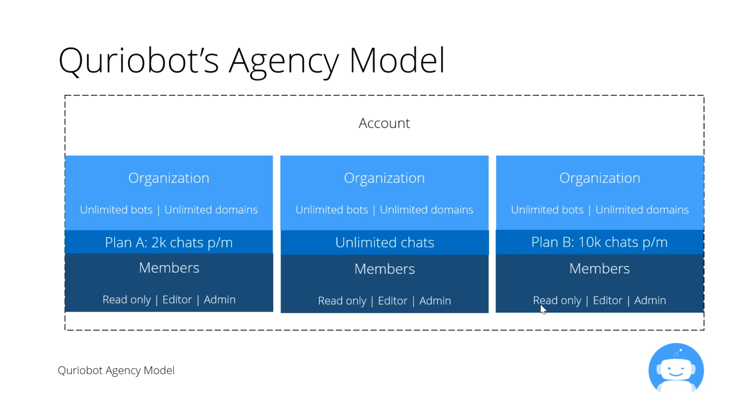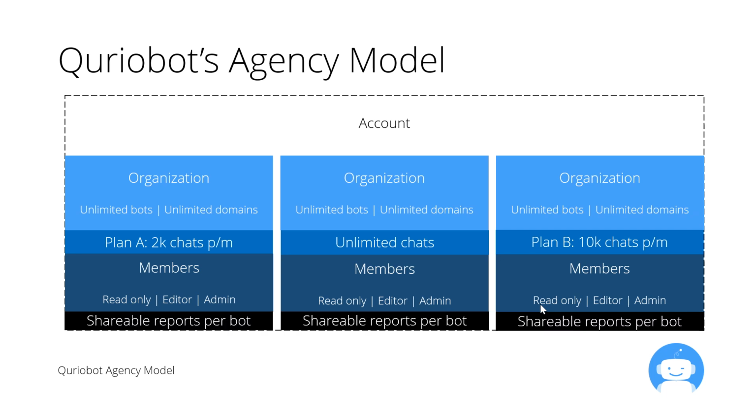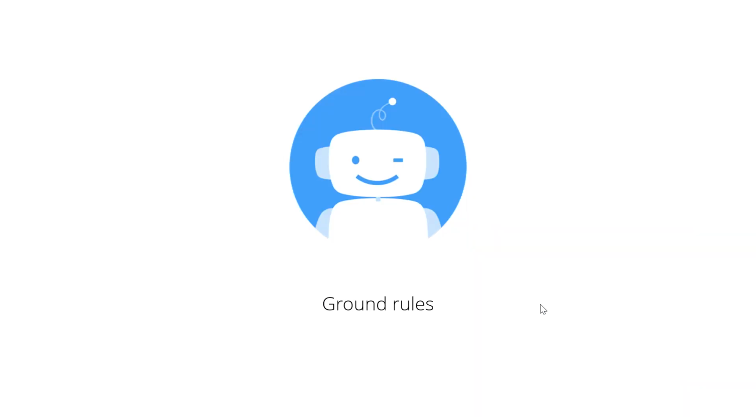Last but not least, since these members have always access to all of the bots that are available within this organization, you can create shareable reports per bot and, for example, send these to your customers, to your clients, in case you only want to give them access to their data. With this, you can start selling Quriobot to your customers, to your clients, and provide them with the access level that you would appreciate. So either invite them to an organization in which they can see all of their bots, but you can of course also make sure to send them shareable reports per bot soon.